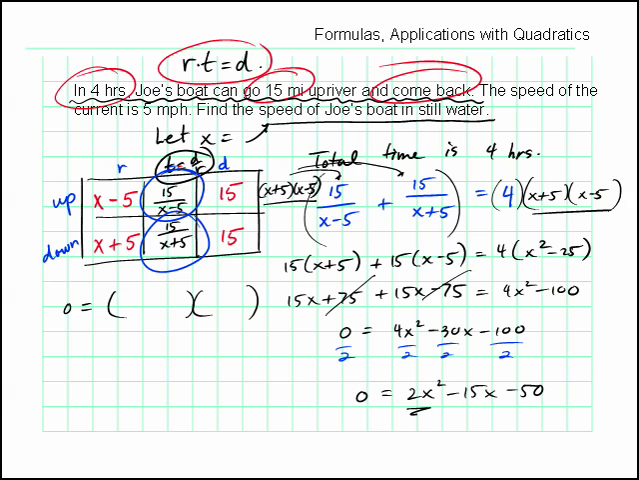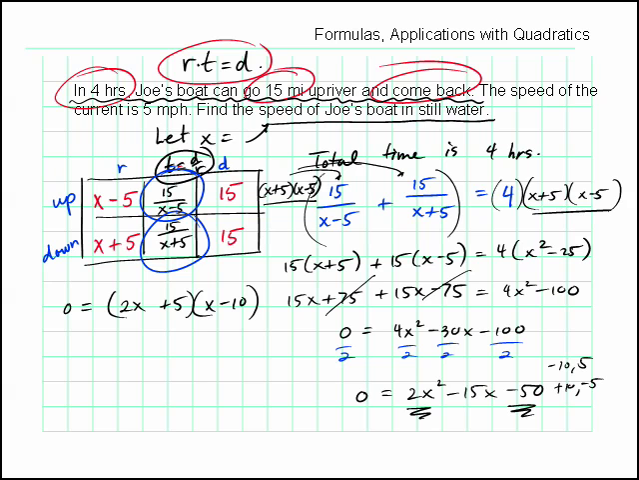2x squared has to be 2x times x. And factors of negative 50. Let's try negative 10 and positive 5, or maybe positive 10 and negative 5. If I put the plus 5 here and the minus 10 there, that will give me the correct factorization.